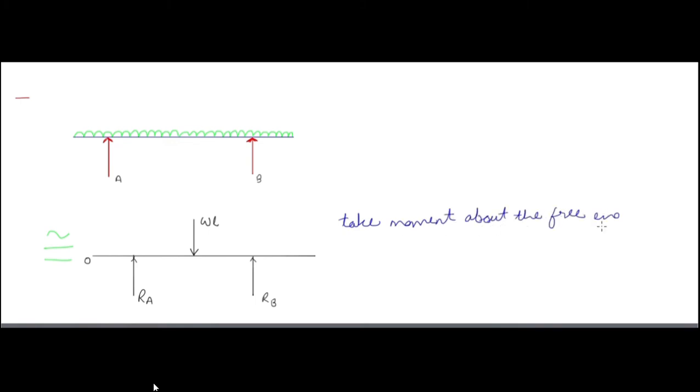So this is the UDL overhanging beam. In the case of an overhanging beam, it is always a better thing to take the bending moment at the free end, because at the free end you can compute the bending moment, summation of bending moment is equal to 0. So take moments about the free end for all forces in the case of an overhanging beam.